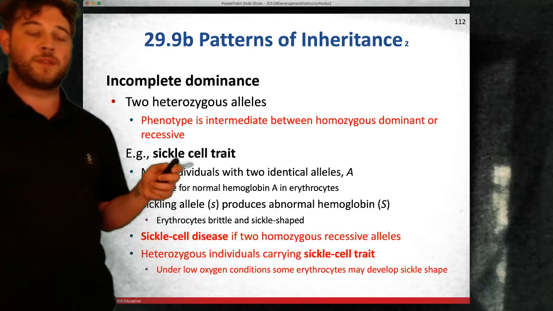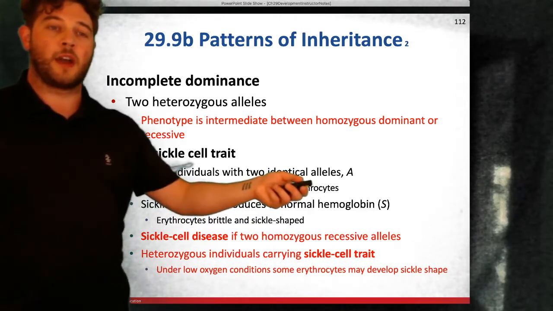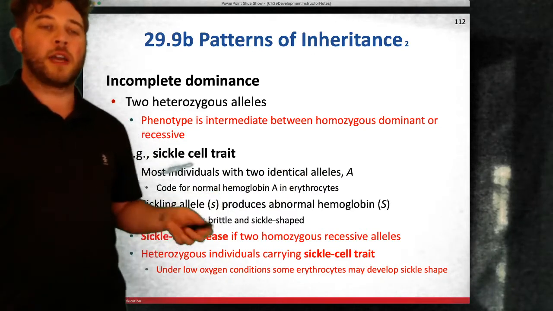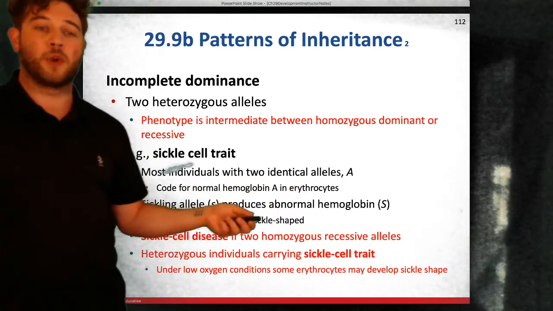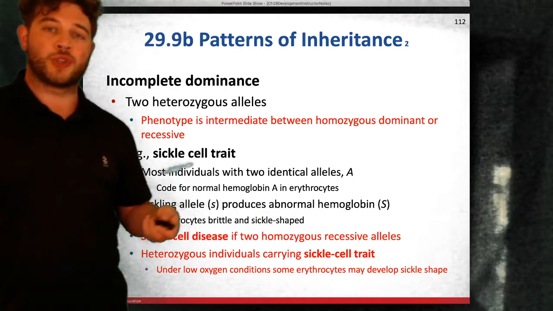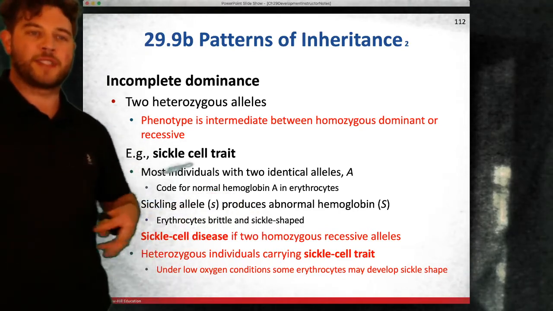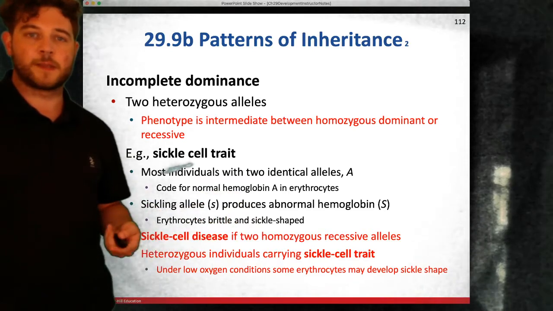So essentially, if you are homozygous dominant for it, you aren't going to show any of the trait. If you are homozygous recessive, you are going to show the full sickle cell trait. And if you are heterozygous for it, then you will have some variation of it in certain circumstances.